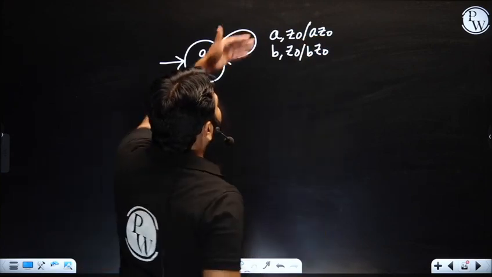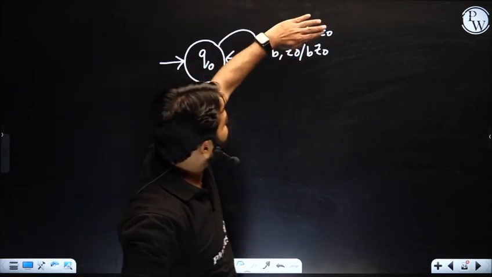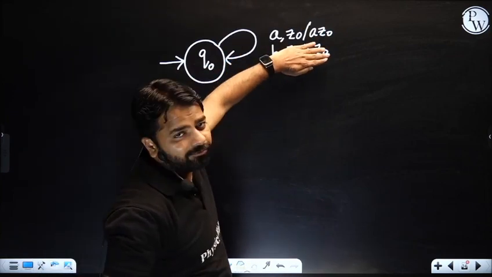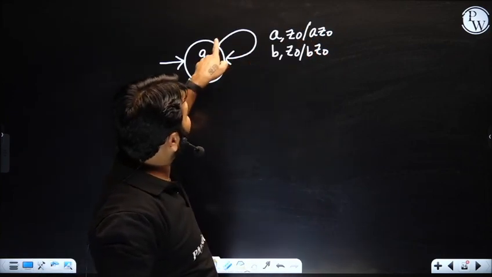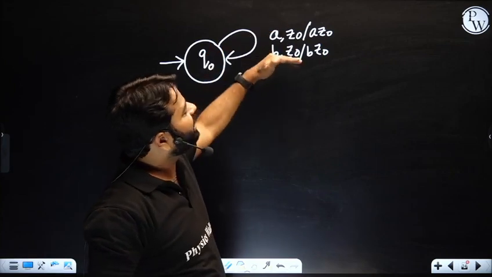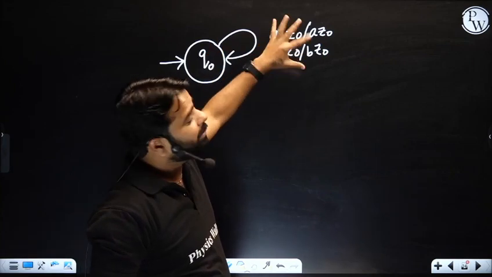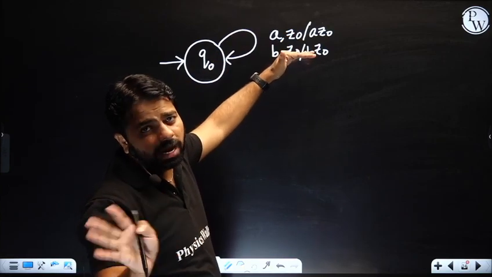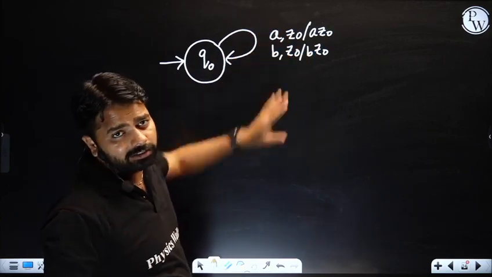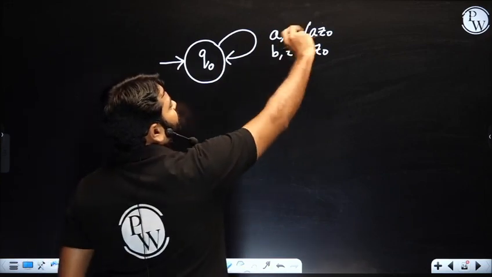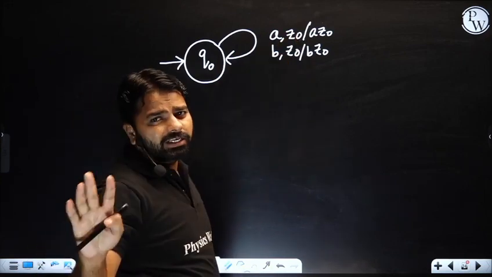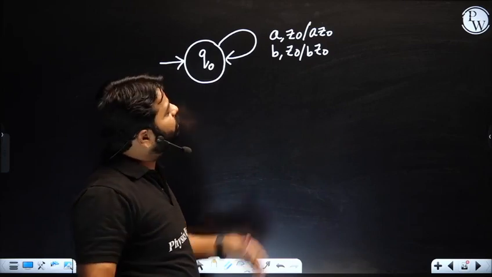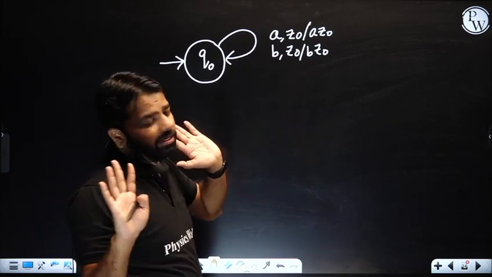And remember, there is no meaning to this order. Either this might happen first or this might happen first. I told you already, even though I kept one edge, we have two different transitions, and they can come in any order. I might be writing this order, but that's not going to happen. They are independent. This one is for whenever the top of the stack is Z0: you just push whatever the next symbol is.